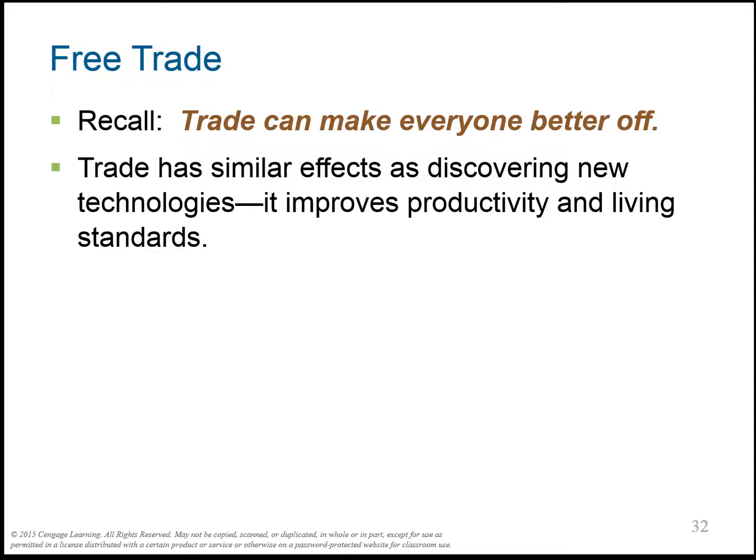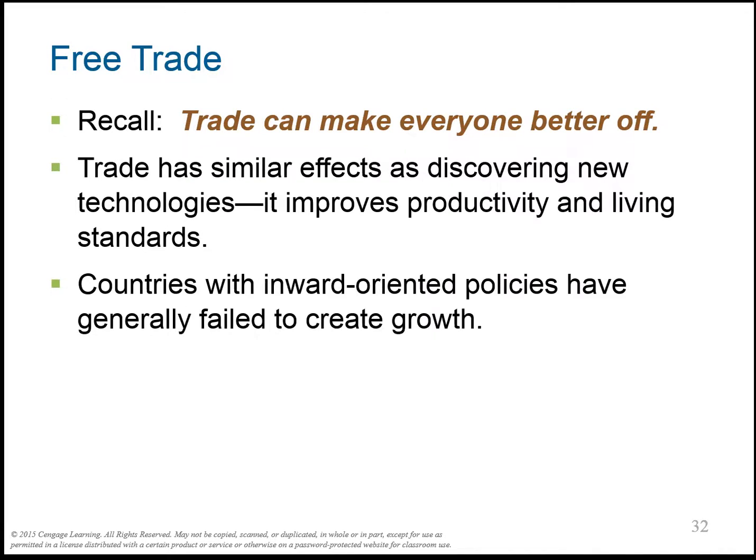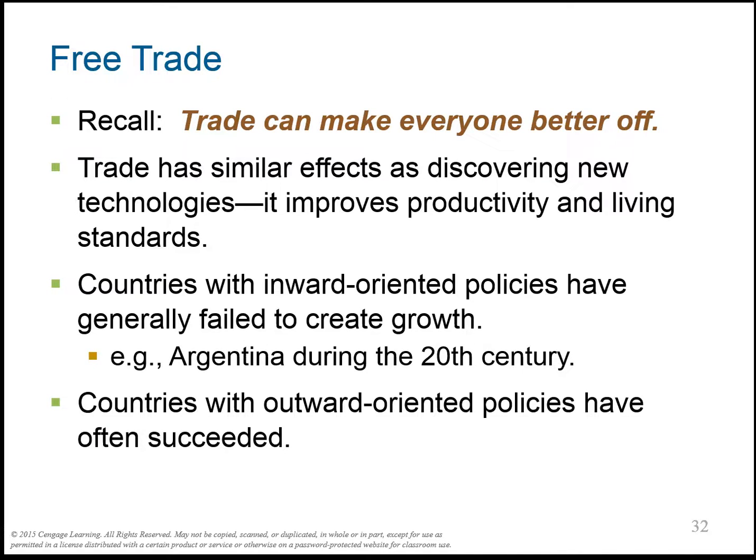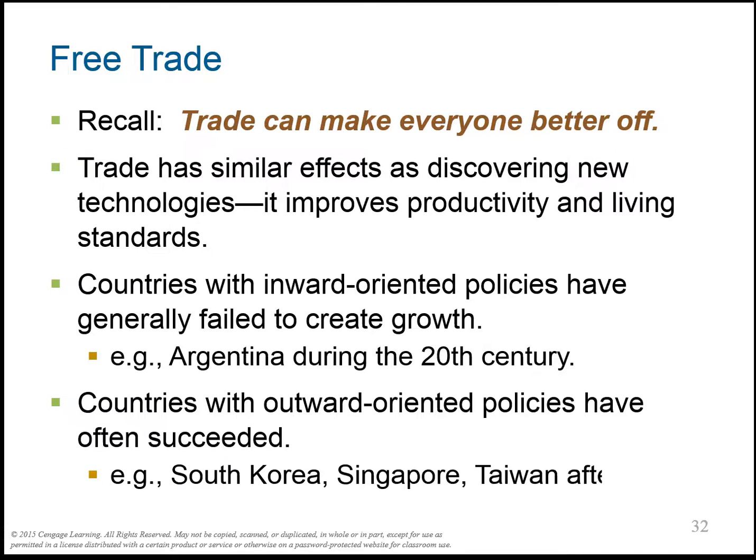So if A goes up and K over L goes up because foreign countries are coming in and doing foreign direct investment, then Y over L will go up a lot, right? This is why countries with inward-oriented policies, meaning restrictions on foreign countries and foreign firms, have generally failed to create growth. Argentina during the 20th century did not grow much at all. It pursued isolationist policies. But countries with outward-oriented policies have often succeeded, right? There's South Korea, Singapore, Taiwan, known as the Asian Tigers after 1960.